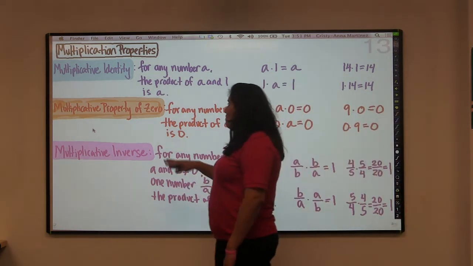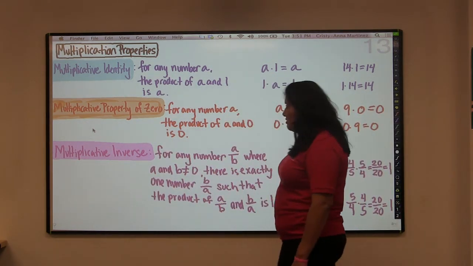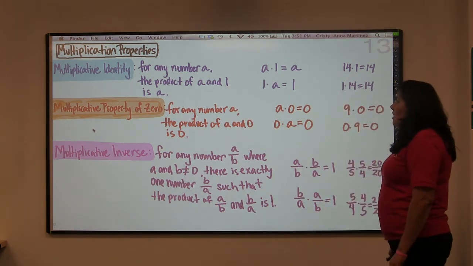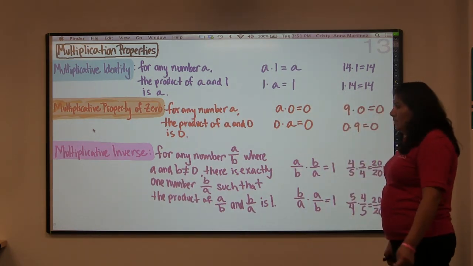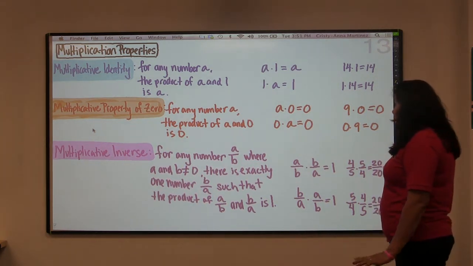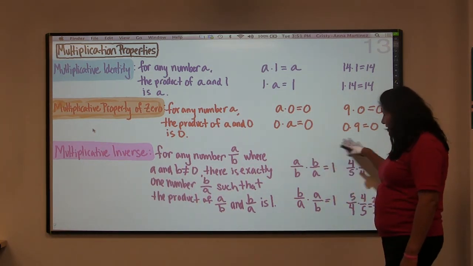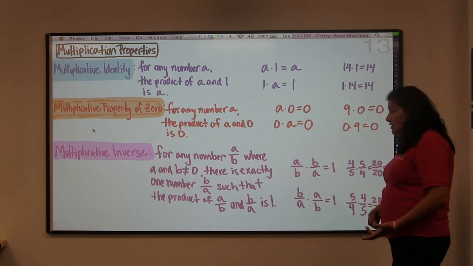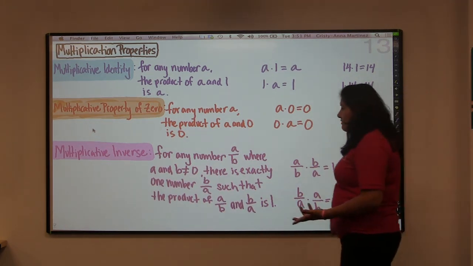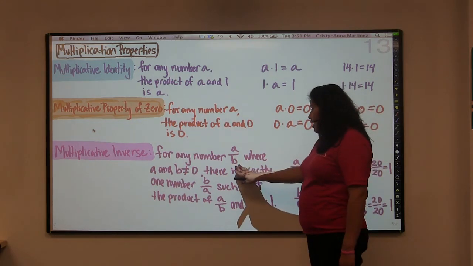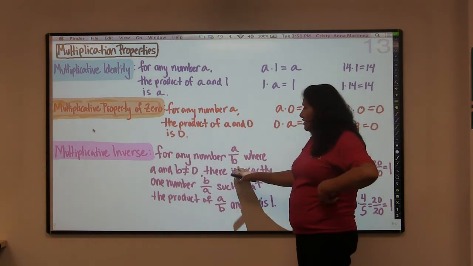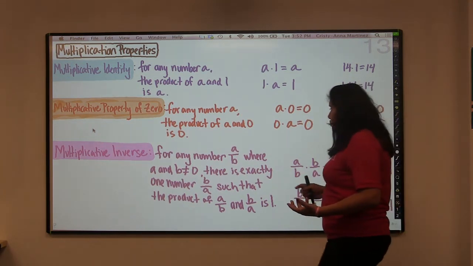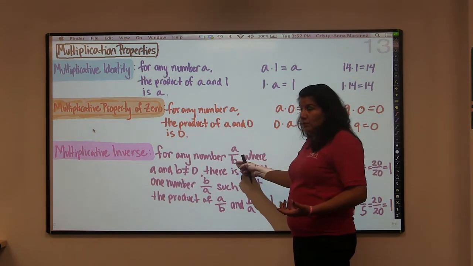And then we have the multiplicative property of 0, and you all probably know that one from middle school or elementary school. Basically, the product of any number and 0 is 0. 0 times anything is 0, so we have our examples there. And then like before, with the identity, we have the inverse. So the inverse for a number, A over B, now don't let the fractions scare you. You can have a number as simple as 5, and you can write it as 5 over 1.